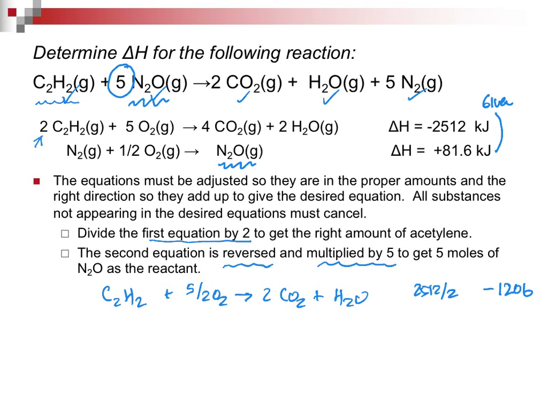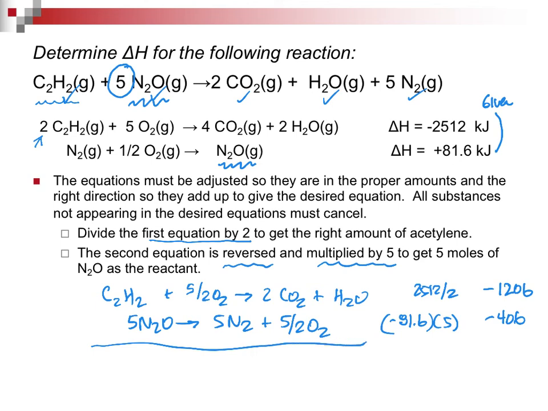So let's write this one down. 5N2O goes to form 5N2 plus 5/2 O2. I need to change the sign. I need to go to a minus 81.6, and I need to multiply it by 5, and I come up with a minus 406. I've looked at the main species here, and now I have to make sure this will work. Well, I notice the 5/2 O2s go away, and I'm left with exactly what I need. So what I will do is mathematically combine those two terms to give a minus 1664 kilojoules.